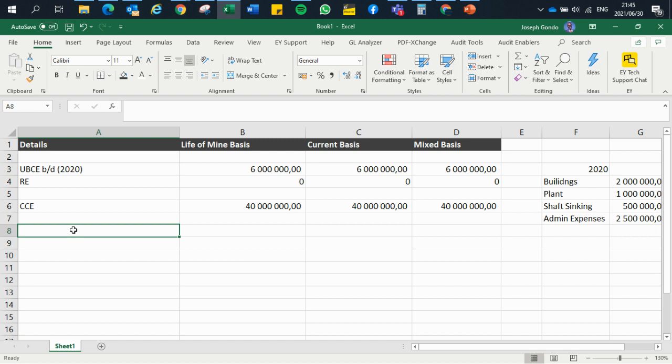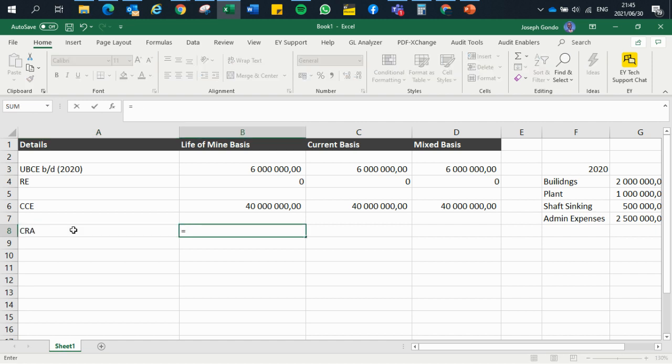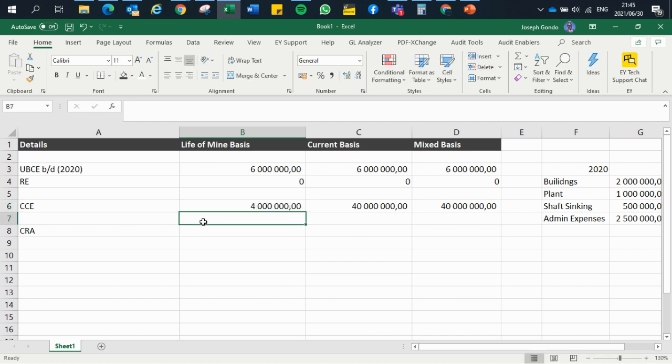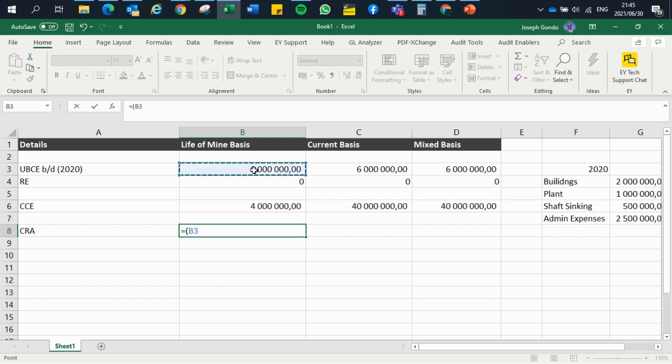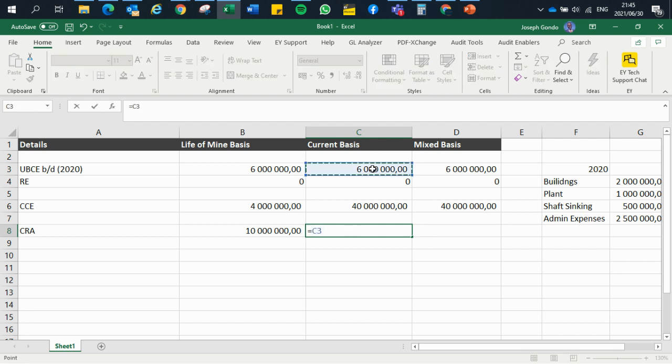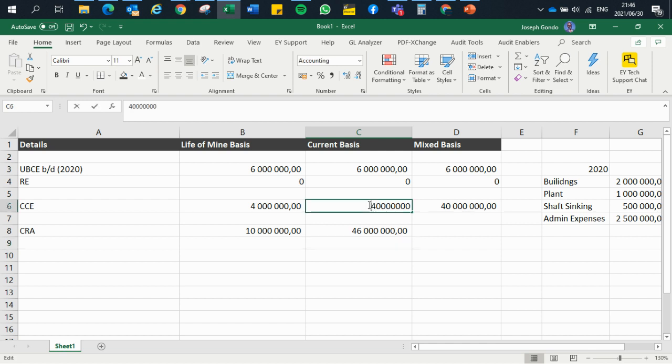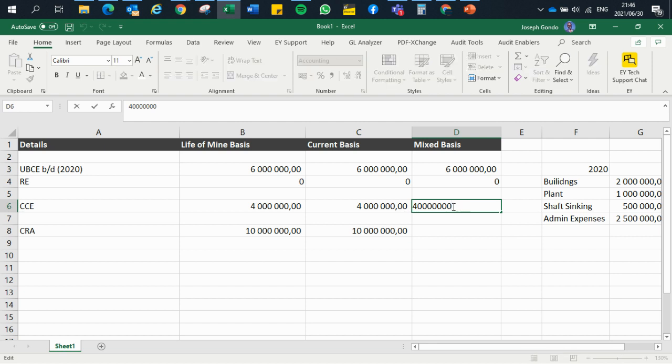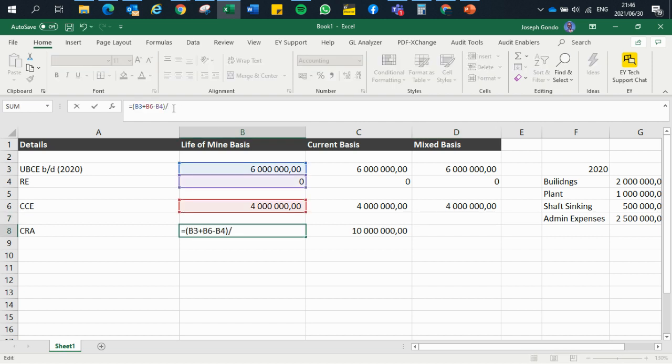Now let's calculate our CRA. What does our CRA say? Under the life of mine, we say the unredeemed balance, we add, this is 4 million, not 40 million. So under the life of mine, we will say the UBCE plus the CCE, then we deduct recoupment. So this becomes our CRA using the life of mine basis. What about the current basis? The current basis, we just say the UBCE plus CE minus recoupment. I need to remove an extra zero here and also an extra zero here. This one we should have divided by four.